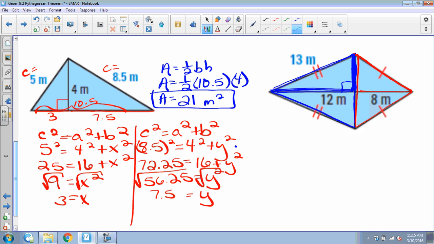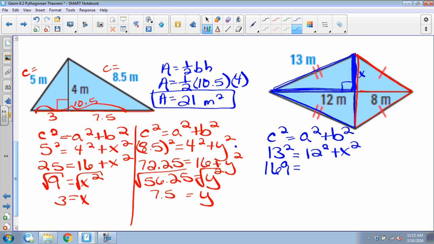And so you say c squared equals a squared plus b squared. C is 13. So 13 squared equals 12 squared plus x squared, since we're trying to find that. So 13 squared is 169 equals 12 squared plus x squared. We subtract 144 from both sides. We get x squared equals 25. Very good. So x equals 5.